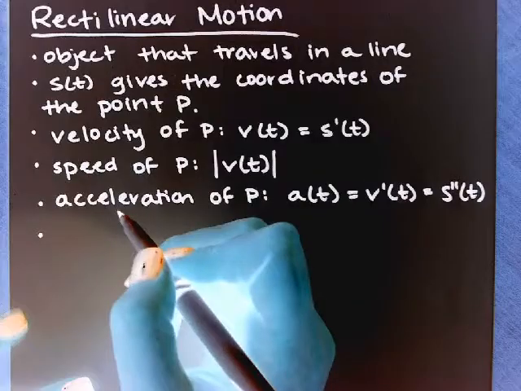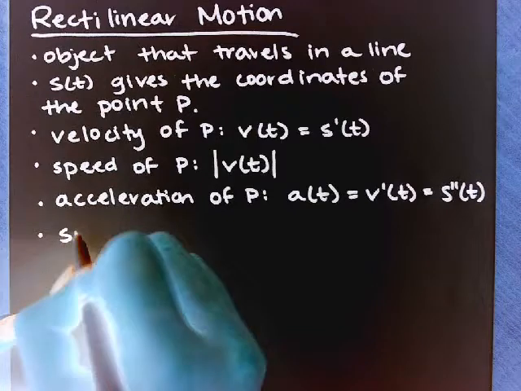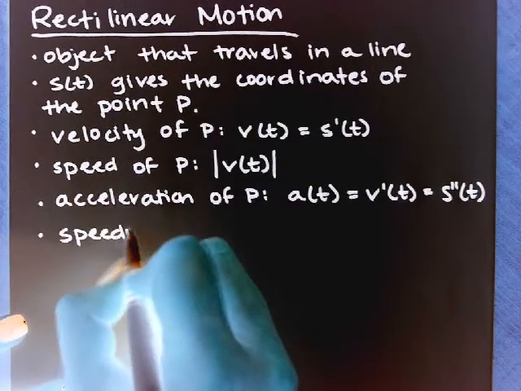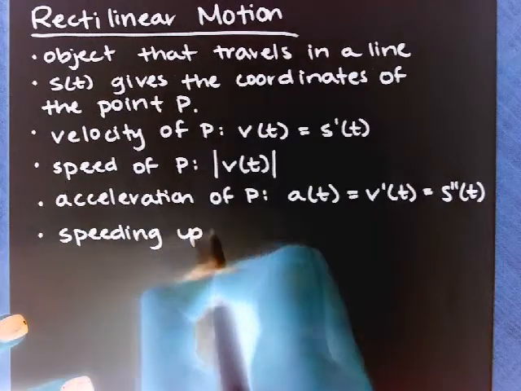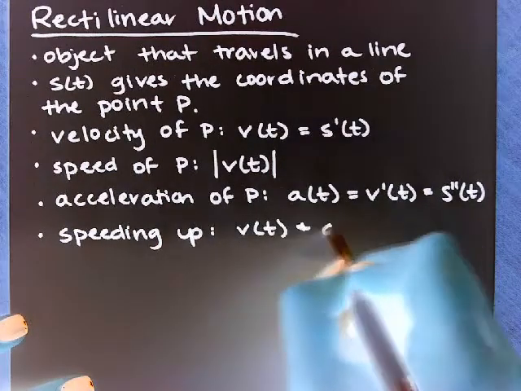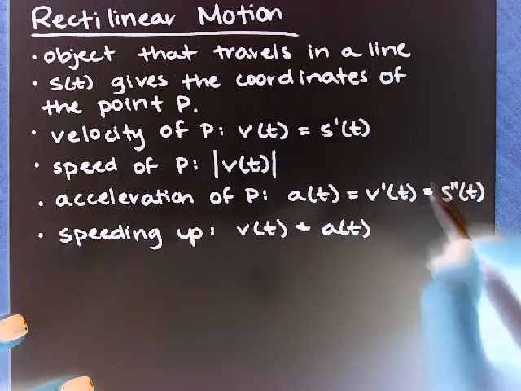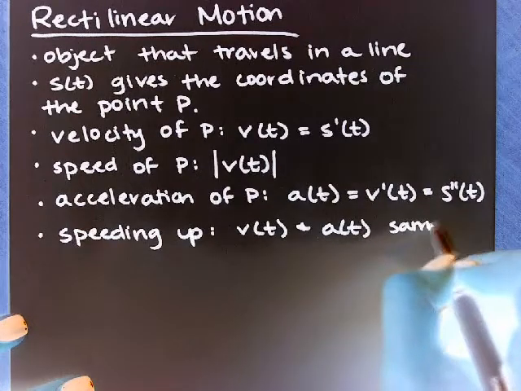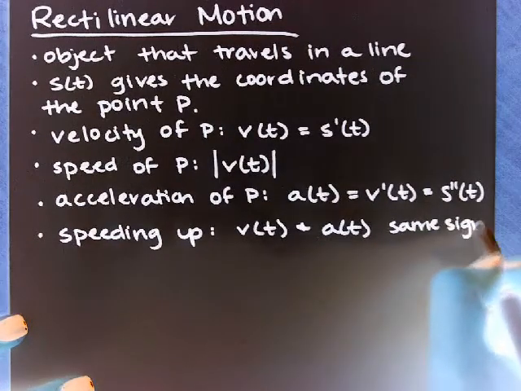All right. If the particle is speeding up, you will see that the velocity and the acceleration have the same sign. So they're either both positive or both negative.